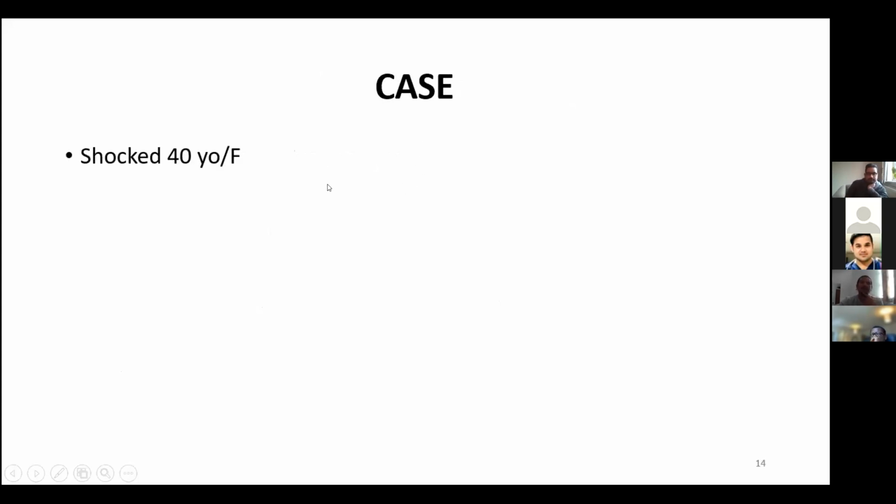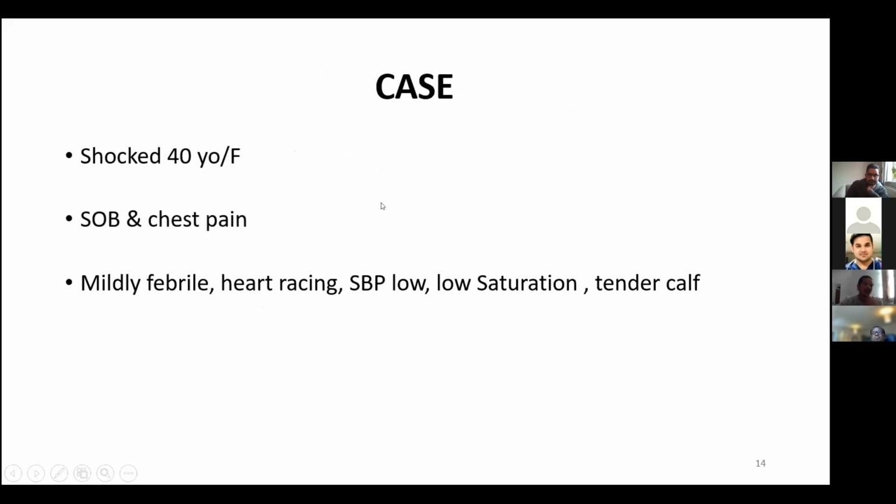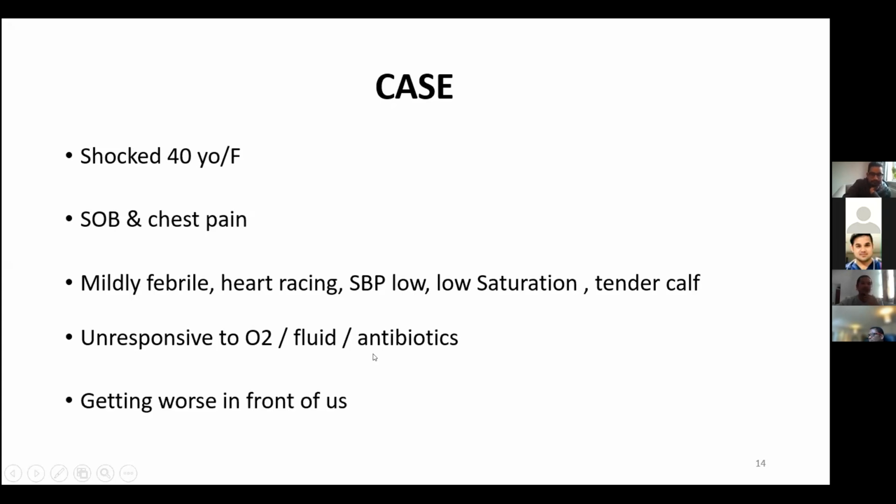We have a 40-year-old female who came in with a complaint of acute shortness of breath and central chest pain. On history, the patient is mildly febrile, heart is racing, systolic BP is low, the patient has a low saturation, and the patient has a tender cough. We have given all the fluids, oxygen and antibiotics, but the patient is getting worse in front of us.